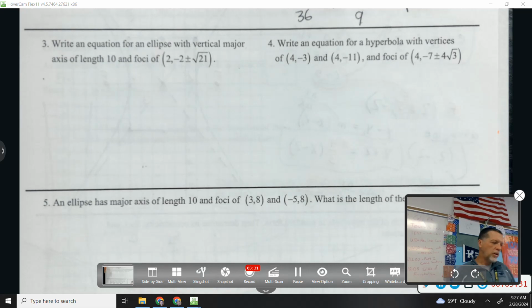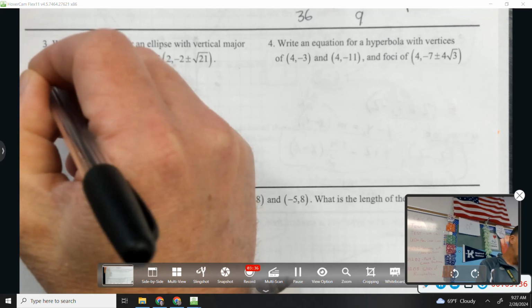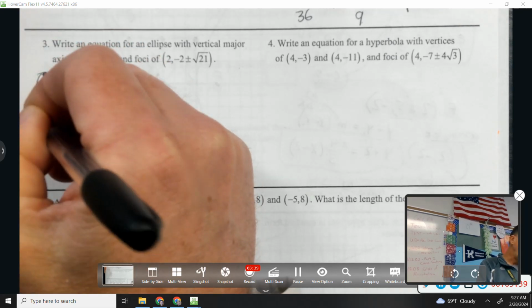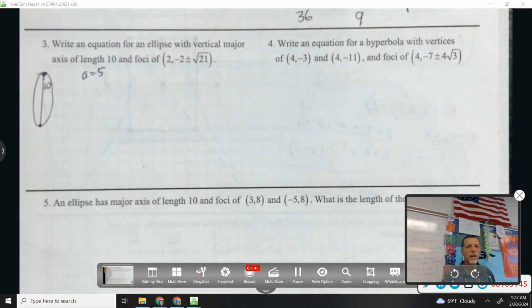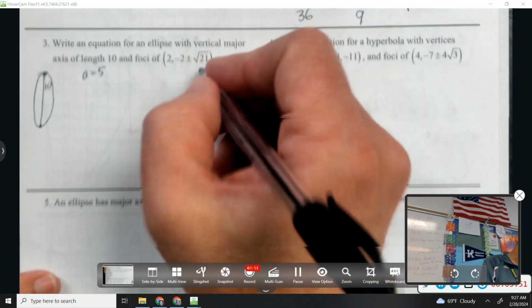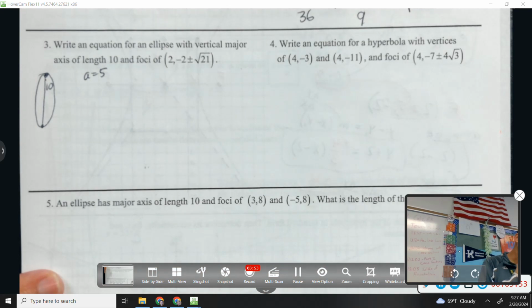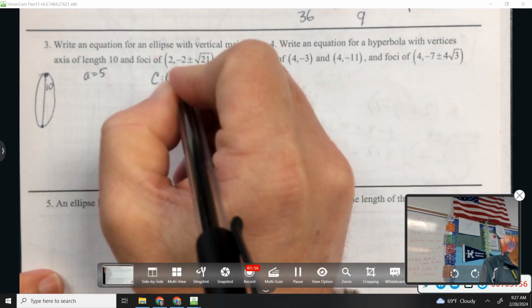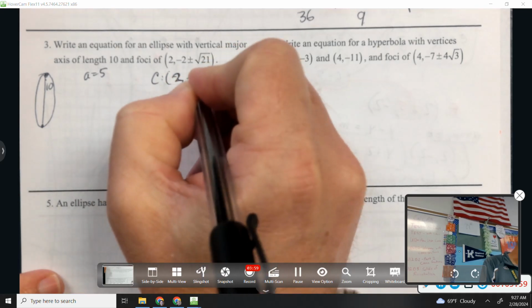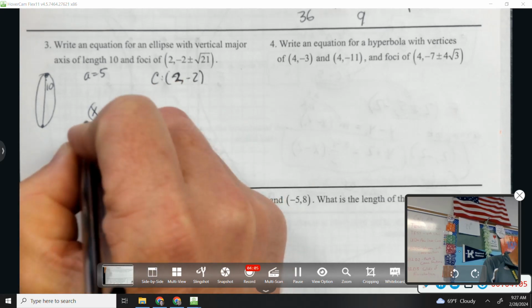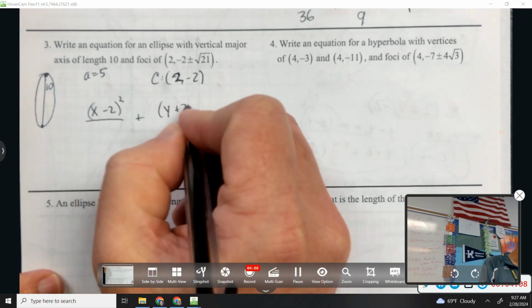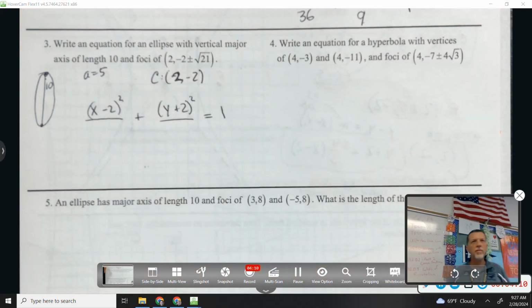Number 3, write an equation for an ellipse with a vertical major axis of length 10. Oh, they really like trying to throw us off with that length 10 business. So a is 5. And foci of (-2, -2 plus or minus square root of 21). Okay, well I can grab the center off of that really easily, (2, -2). So (x - 2) squared over something plus (y + 2) squared over something equals 1.